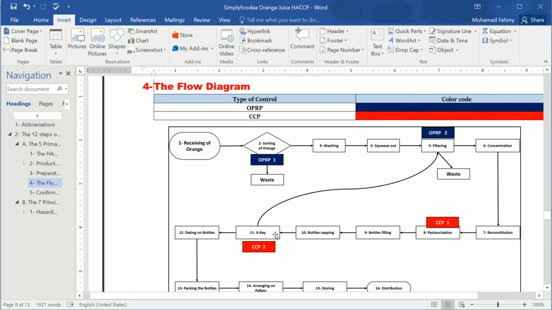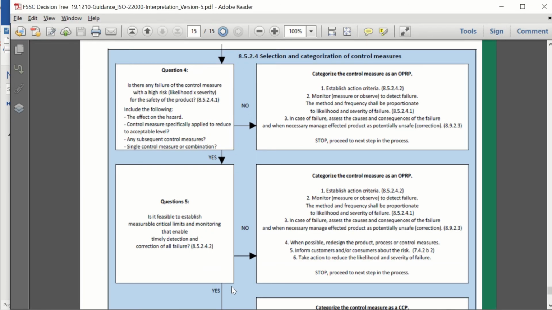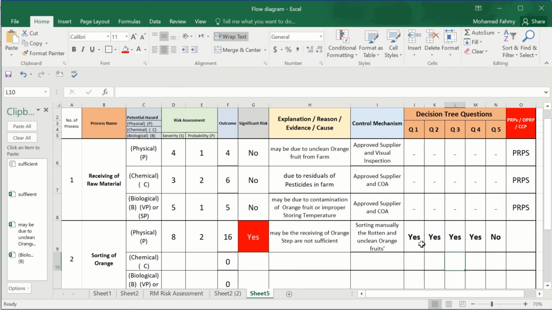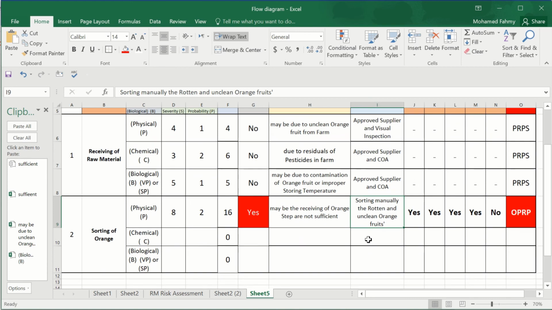And for example, if there were no X-ray in this process, the sorting of orange would be the main CCP in the whole orange juice process. So in the decision tree, if it is yes, yes, yes, no, the answer will be OPRP. This is a very, very important point in your HACCP plan.